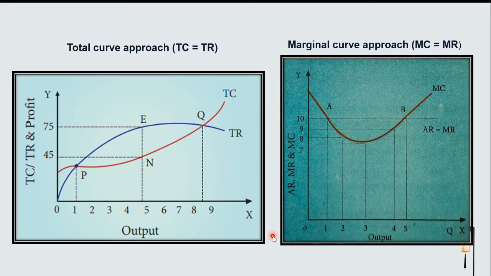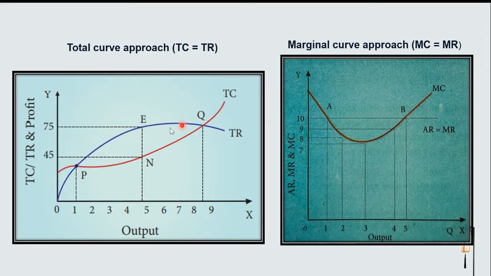So what do we mean by that? Look at this graph. On the x-axis we have the output, and on the y-axis we have the total cost and total revenue. In this diagram we are dealing only with profit. That's why we have marked TC, TR and profit. On the x-axis, we have the output 0, 1, 2, 3, 4, 5, 6, 7, 8 and 9. And on the profit side, we have 45 and 75.